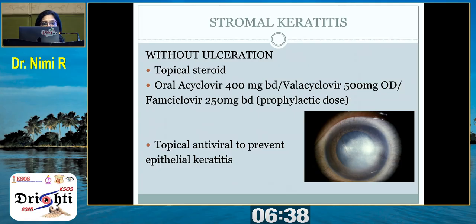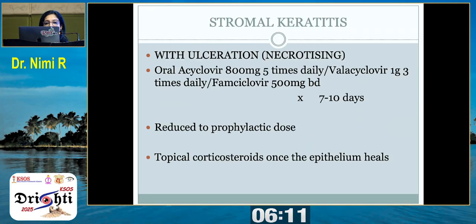It can reduce the stromal inflammation and shorten the duration of the course of illness. And here you can give oral antivirals in the prophylactic dosage, that is oral acyclovir 400 milligram BD or valacyclovir 500 milligram OD. Here you can give topical antivirals. As we are using topical steroids, we can use topical antivirals to prevent epithelial keratitis.